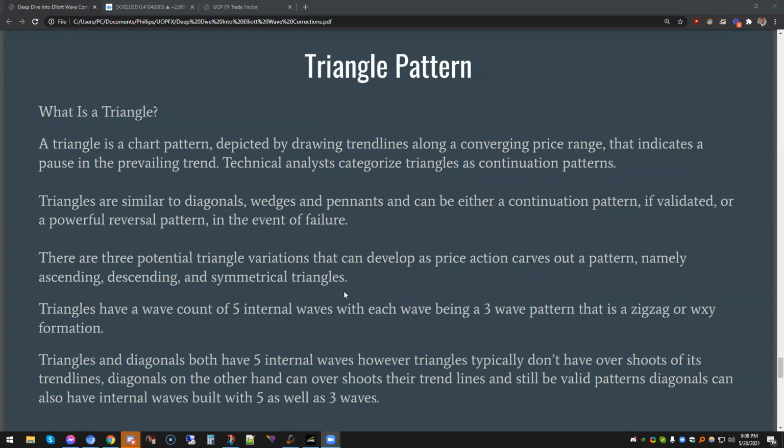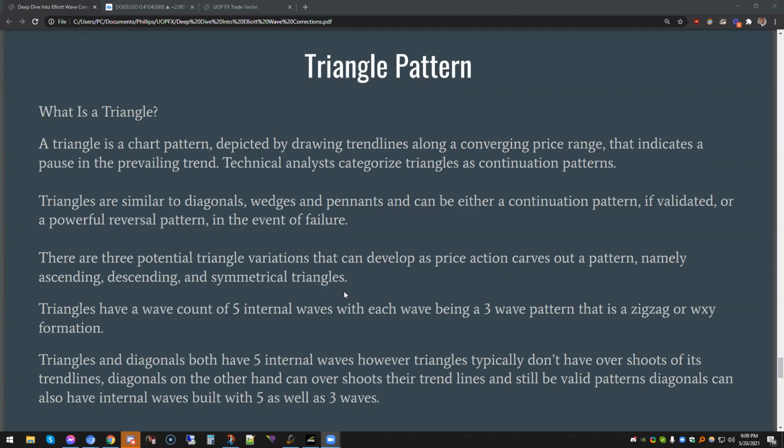Now, triangles and diagonals both have 5 internal waves. However, triangles typically don't have overshoots of their trend lines. So triangles are more perfect patterns. They look very perfect. They're very neat. They don't have price breaking out of the trend lines that create the triangle's shape.